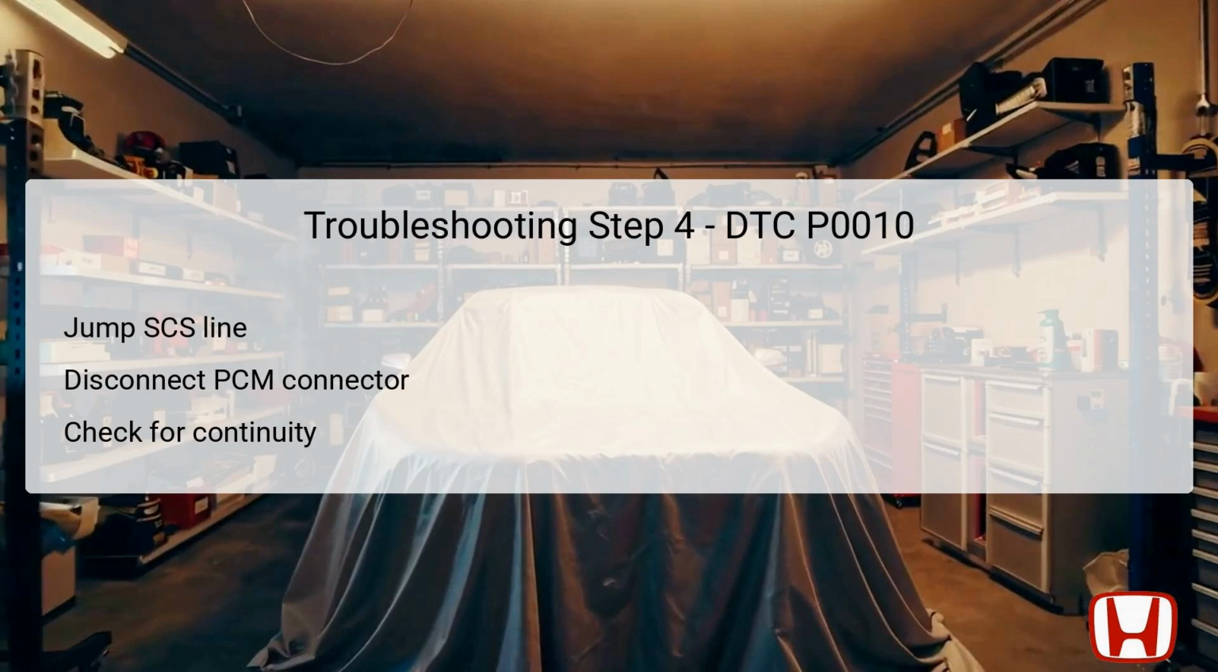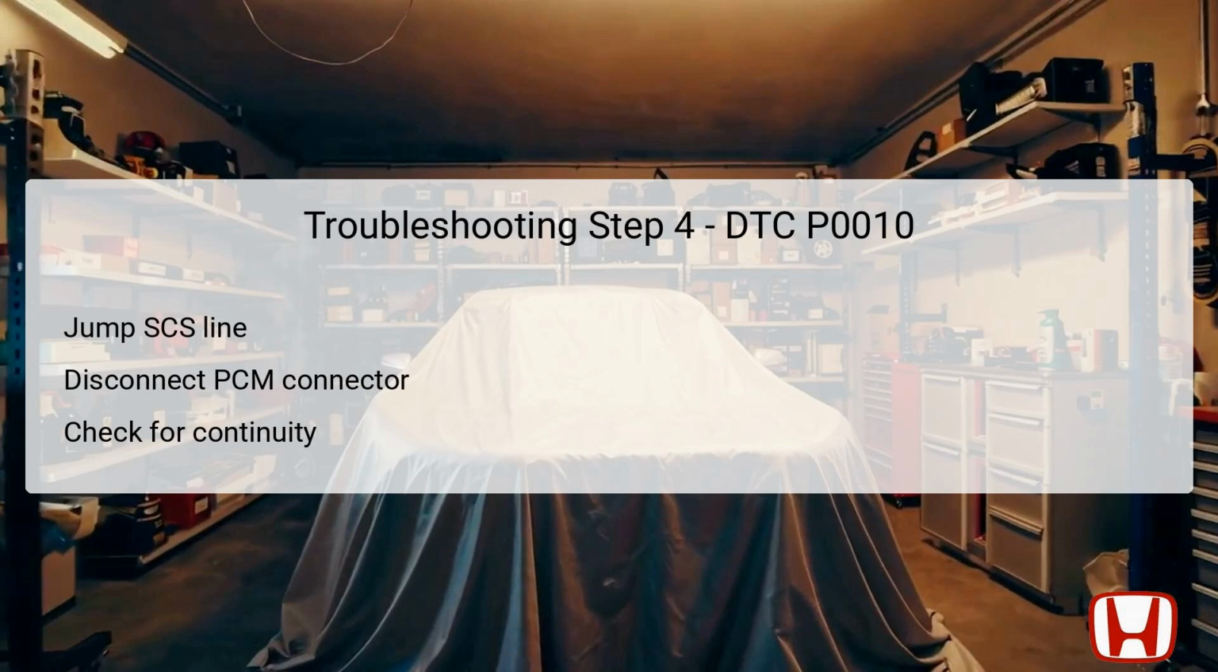After this, disconnect the PCM, Powertrain Control Module Connector C, which consists of 49 pins. With both the VTC Oil Control Solenoid 2P connector and the PCM connector unplugged, continuity needs to be checked between specified test points. Test point 1 corresponds to the number 33 wire of the PCM connection, which is blue, while test point 2 should connect to the body ground.